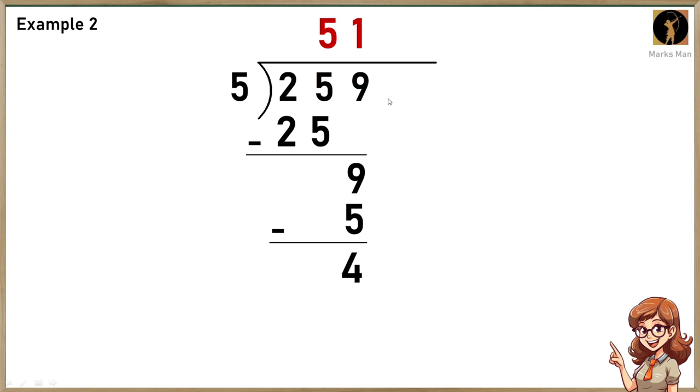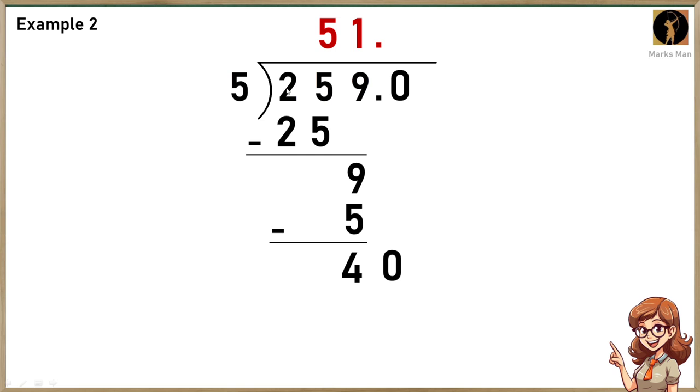So if that's the case, you can add 0 at the right of this number 9. But before you add 0, you need to put a decimal point first. And then you also need to put a decimal point at the top of it. Now, you can now add 0. Next step, bring down this 0. So this 4 becomes 40. And it's now bigger than 5.